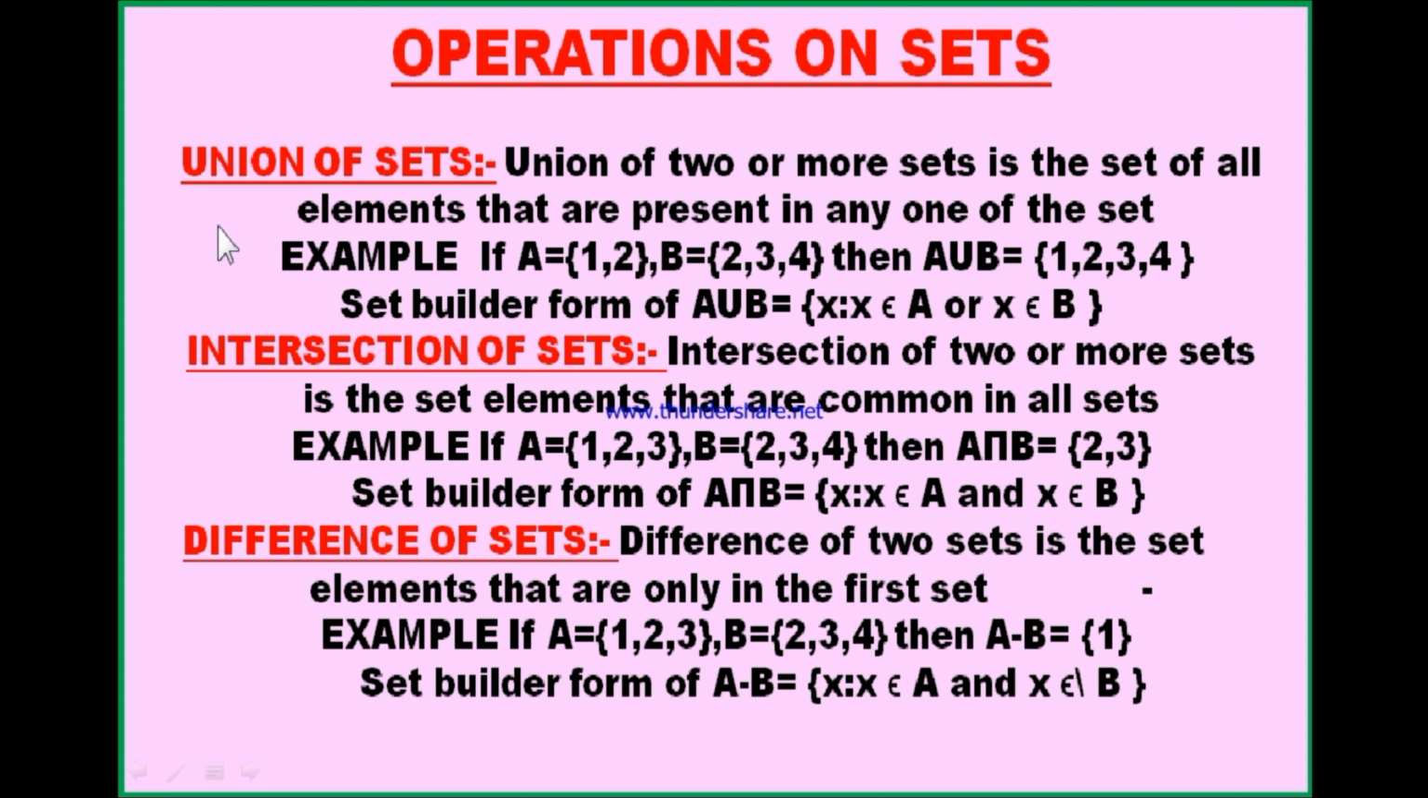Now we have learned three different operations on sets. First is union of sets, second is intersection of sets, and the third is the difference of sets. Union means you have to write all the elements that are present in the first set as well as in the second set. And intersection means you have to list out the common elements that belong to both the sets. And the difference of sets means you have to write the elements that belong to the first set only and should not belong to the second set. Such type of elements is called A minus B. And these are the different operations on sets.